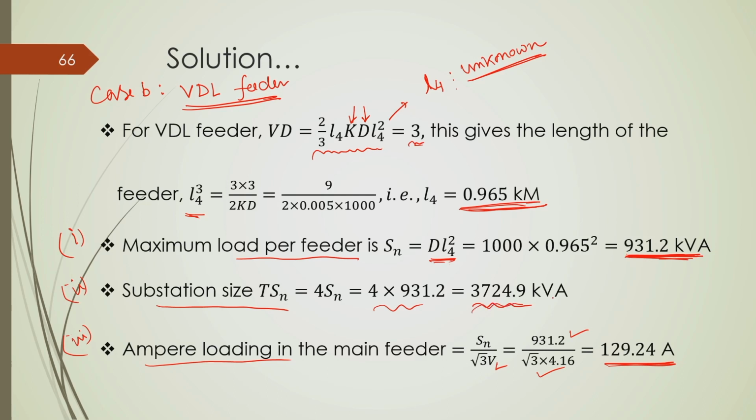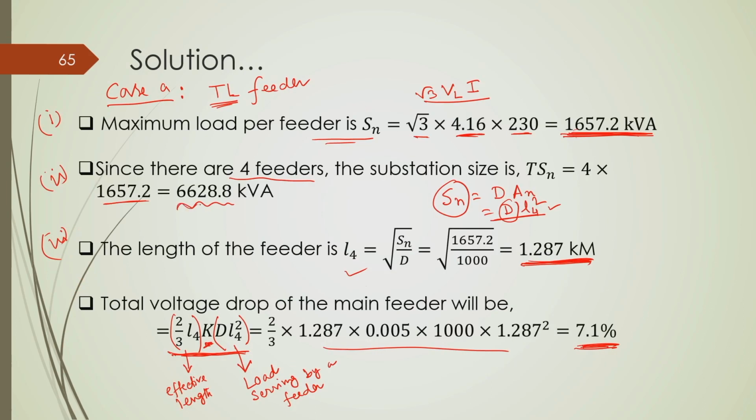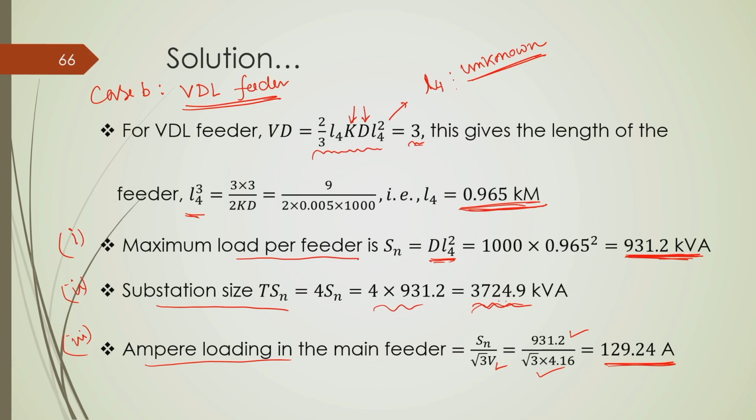Under this condition, substation size also becomes very less as compared to the previous example, which was 6600. Now, here it becomes 3700, slightly higher than half of this value, but here this ampere loading is also less. It means that the load it is serving is much lower than the ampacity limit, or the maximum serving load is limited to a very low value as compared to what could have been served by this ampacity limit. So, this is what one should understand.